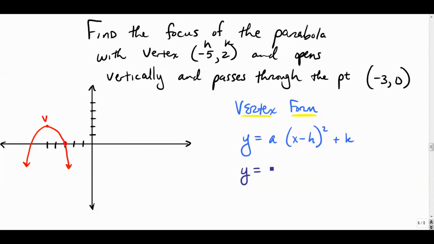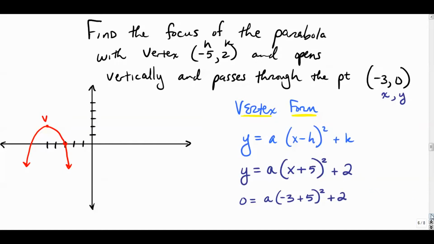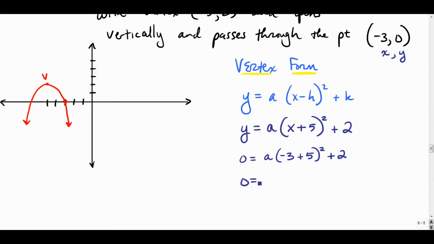So we have y is equal to whatever A is, times (x minus h), so I'll simplify that right now, (x + 5) quantity squared, + 2. And we need to find that A value first, so let's plug this point in too. This point can get plugged in as x, y. So we have 0 is equal to A times (-3 + 5) quantity squared, + 2. And let's solve this for A.